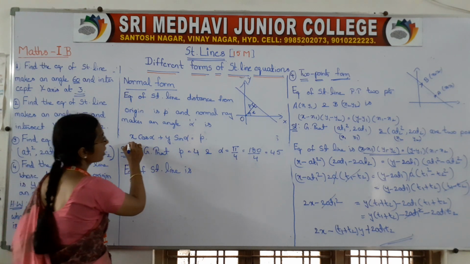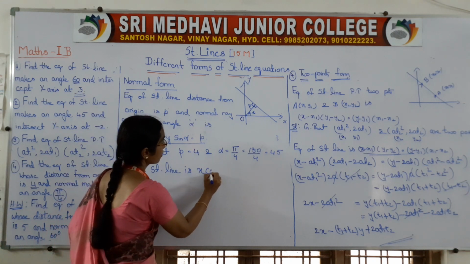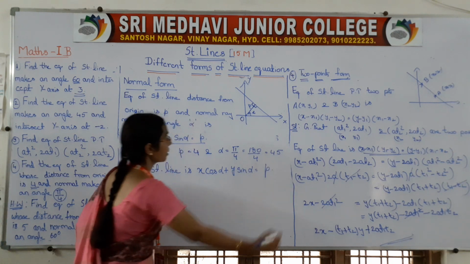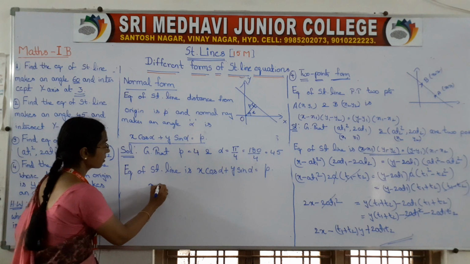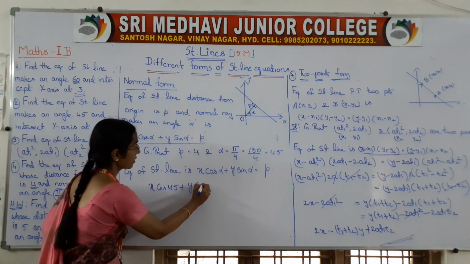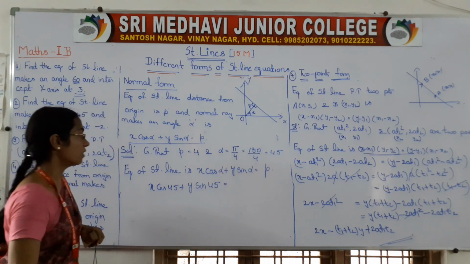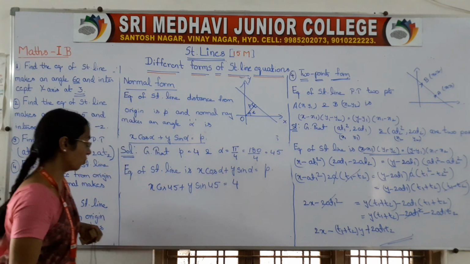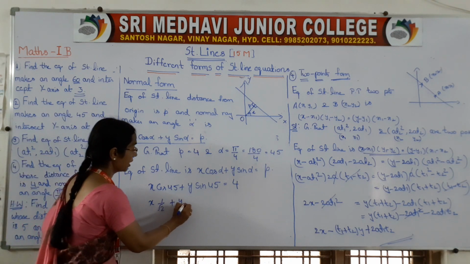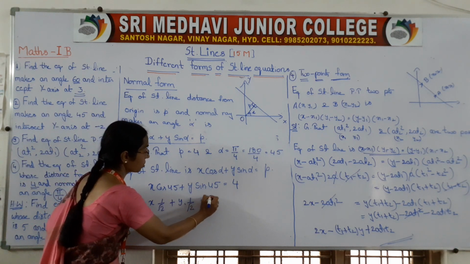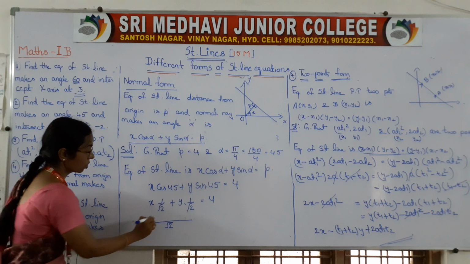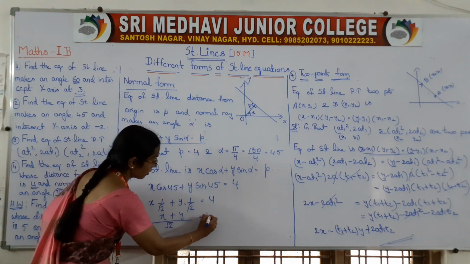This is the formula: x cos alpha plus y sin alpha is equal to P. So x cos 45 plus y sin 45 is equal to P, which is given as 4. So x into cos 45, 1 by root 2, plus y into sin 45, 1 by root 2, is equal to 4. Take the LCM, the LCM is root 2.